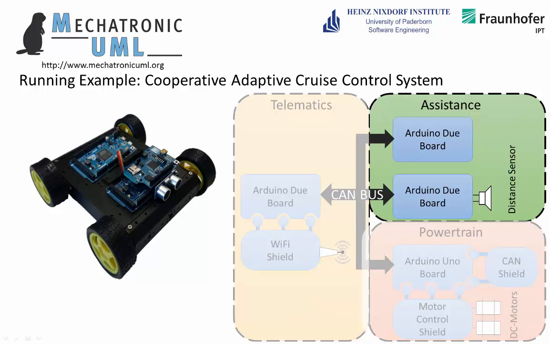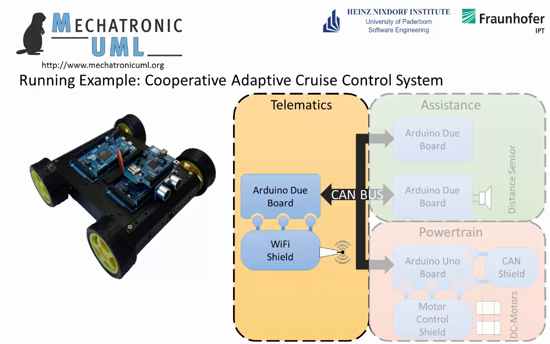The next subsystem is the assistance system. It maintains the distance to a preceding car by measuring the distance and adjusting the speed. It is assembled of two Arduino Duo boards. One of them is connected to a distance sensor, where the second coordinates the assistance, the powertrain, and the telematics system. The last one is the telematics system. It consists of an Arduino Duo board, which is coupled with a Wi-Fi shield. The Wi-Fi shield allows the exchange of data between cars.